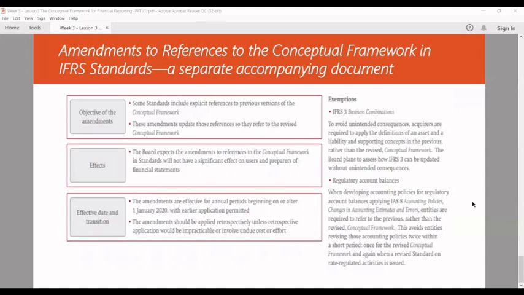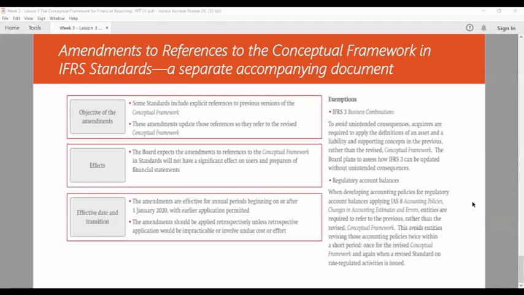The amendments to references to the conceptual framework in IFRS standards are in a separate accompanying document. Some standards include explicit references to previous versions of the conceptual framework. These amendments update those references so they refer to the revised conceptual framework. The board expects that the amendments to references to the conceptual framework in standards will not have a significant effect on users and preparers of financial statements.